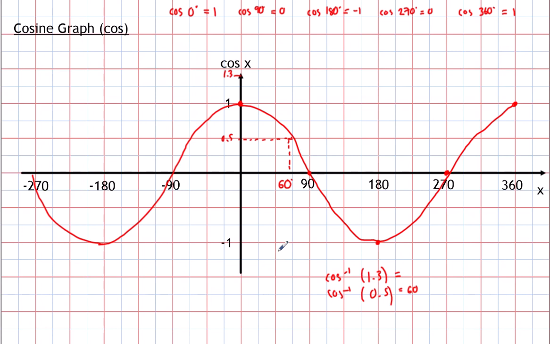It works exactly the same way as the sine graph did. You can type in an angle and it'll give you a number between -1 and 1, or you can do cos^-1 of a number between 1 and -1 and it'll give you an angle. Depends what you want to do. But that's a cos graph. Very similar to a sine graph.